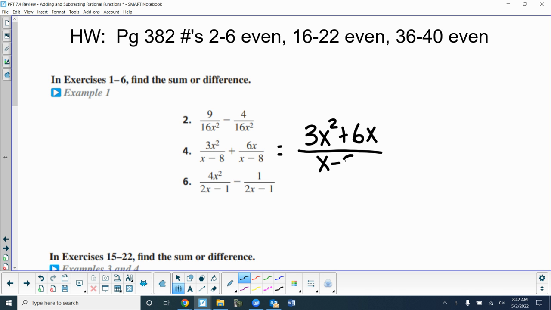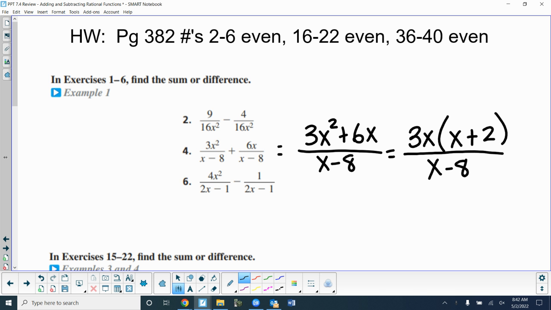When I add those, I get this, but I should factor out the 3x just in case I could simplify. But there's nothing I can simplify, is there? There's no common factors to cancel out. So x is not allowed to be what? 8. Right. Now number 6, I will be able to simplify.